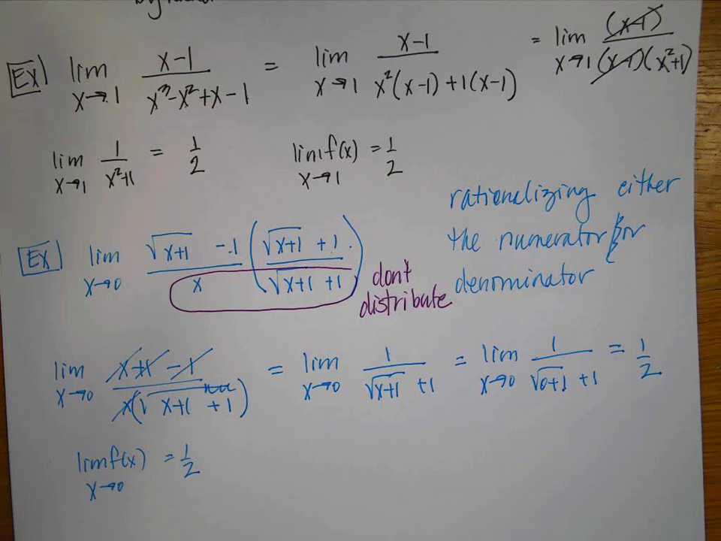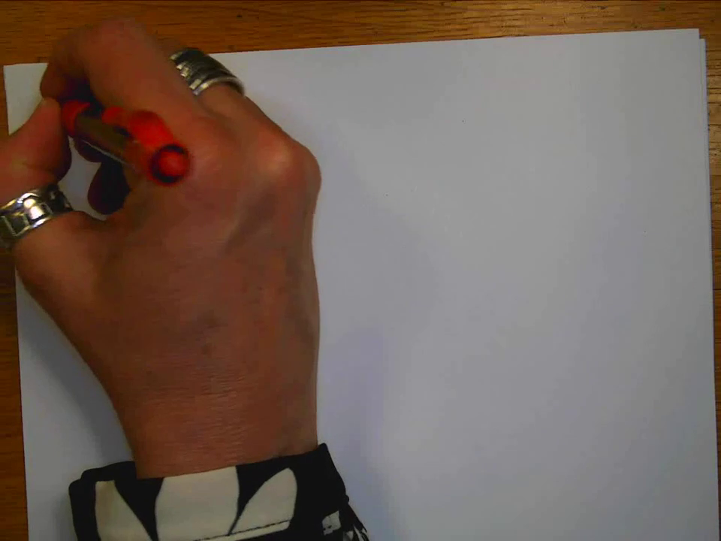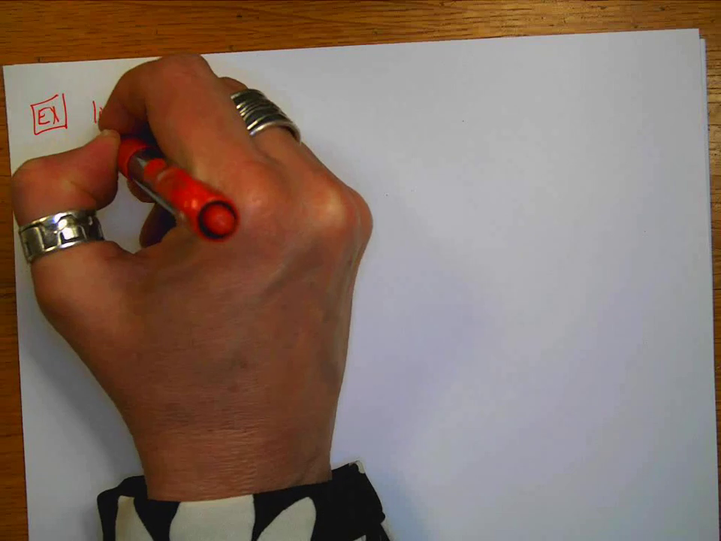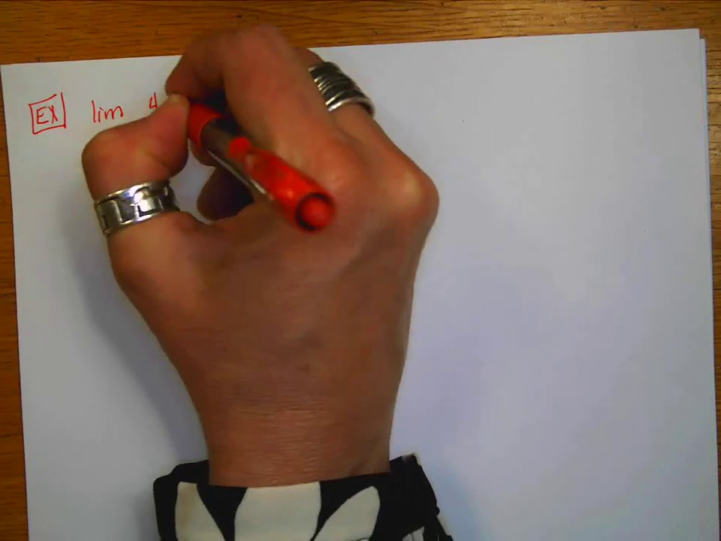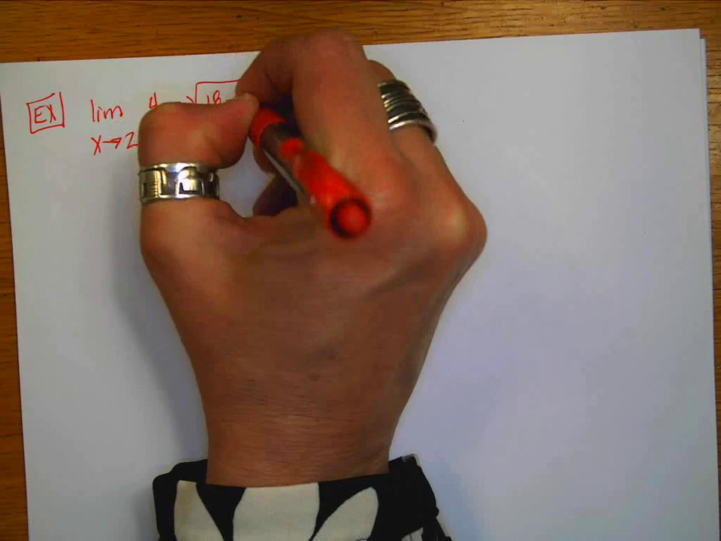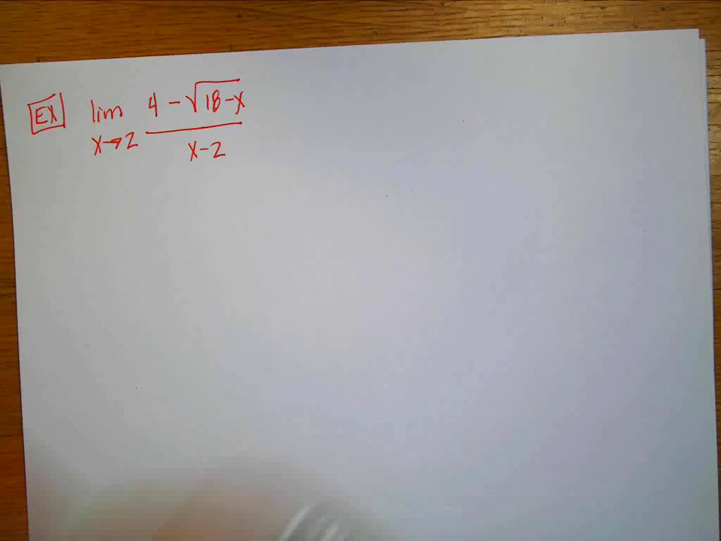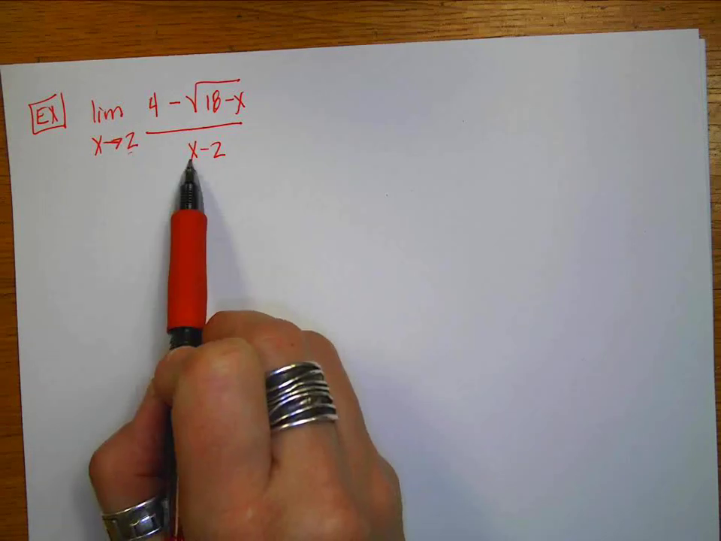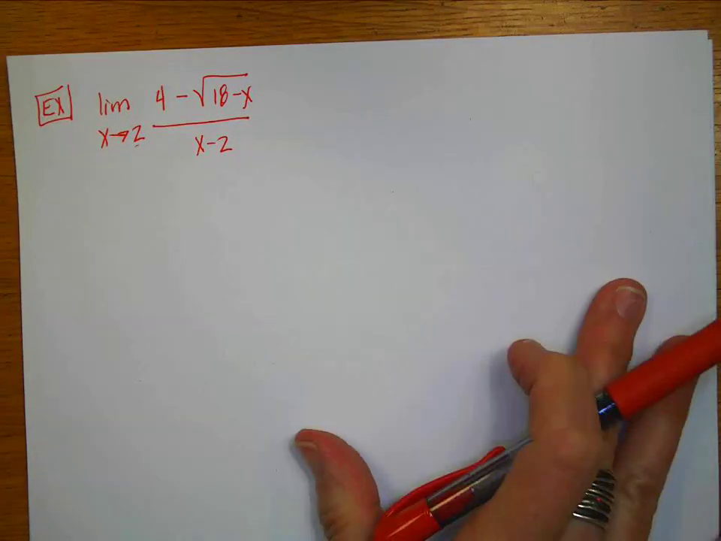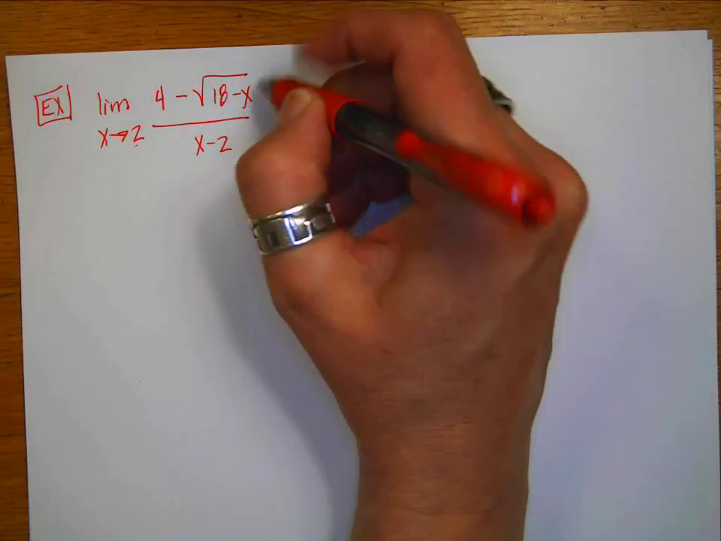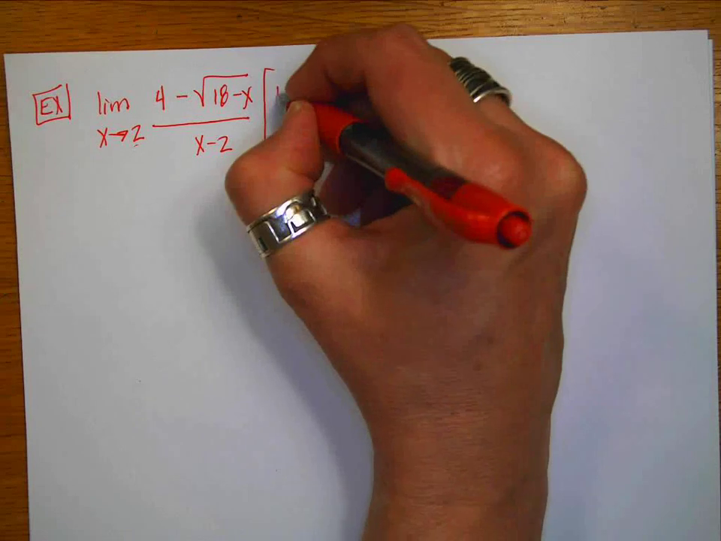Alright, let's just move right along and do some more examples. I'm going to get a new page because our next one has a little bit more algebra in it. For our next example, let's do the limit as x approaches 2 of 4 minus the square root of 18 minus x, over x minus 2. And again, if I do direct substitution right here, problem child, so that means I have to fix it. I'm going to multiply by the conjugate of the top because the top is the more complicated piece.